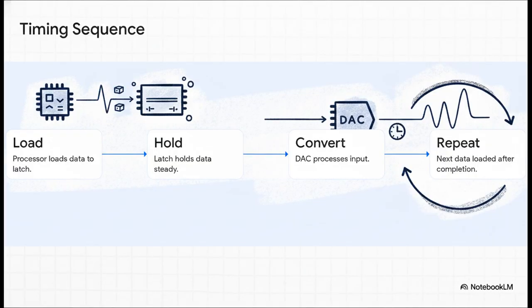Let's break down the exact timing sequence for this interface. Step 1, the 8085 processor securely loads the digital data onto the 74LS273 latch, triggered by chip select signals. Step 2, the latch completely takes over, holding that data perfectly steady. Step 3, the DAC processes the stable input, taking its required time to generate the accurate analog output. And Step 4, only after that conversion is totally complete does the system load the next piece of successive data. It's a wonderfully synchronized routine.